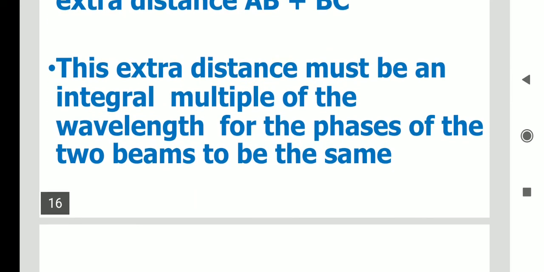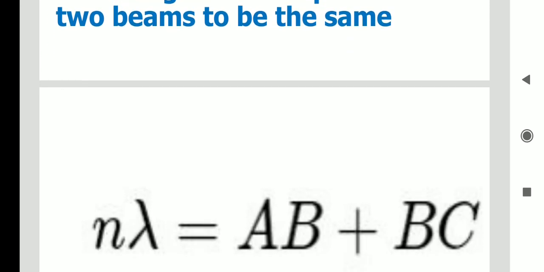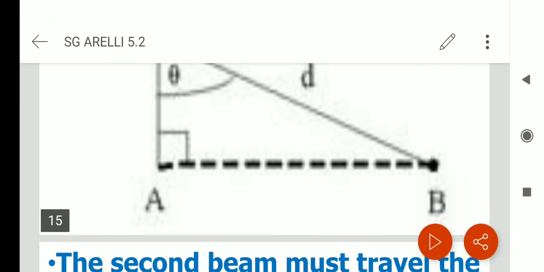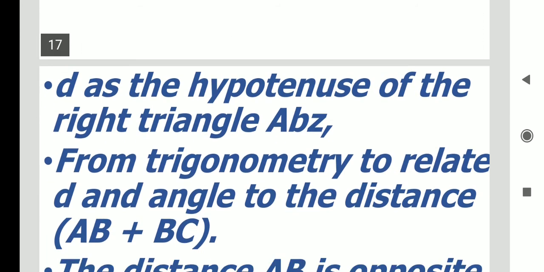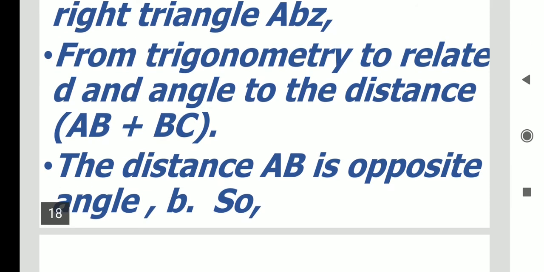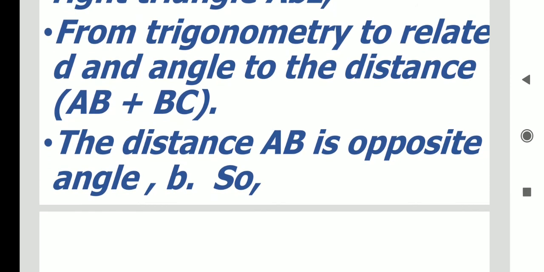So that's why AB plus BC is considered n lambda. N lambda equal to AB plus BC. But we know from the figure, the triangle ABZ, that d is the hypotenuse of the right angle triangle ABZ. From the trigonometric concept, d is related to the angle and the distances AB and BC. The distance AB is opposite to the angle theta. So from the trigonometric concept, AB equal to d sine theta.